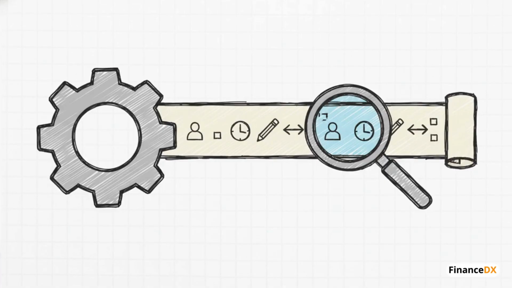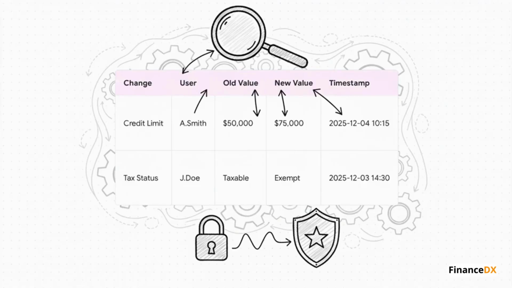And of course, you need to prove these controls are working, especially when the auditors come knocking. That's where the system relies on a detailed automatic audit log that tracks every single change that's made. So this is what that audit log actually looks like. You can see exactly what field was changed, like the credit limit. You can see who changed it, A. Smith in this case, what the old and new values were, and a precise timestamp. You get this transparent, totally bulletproof record for compliance.